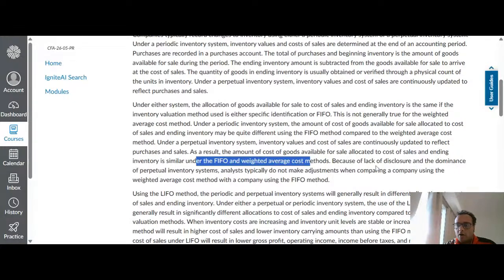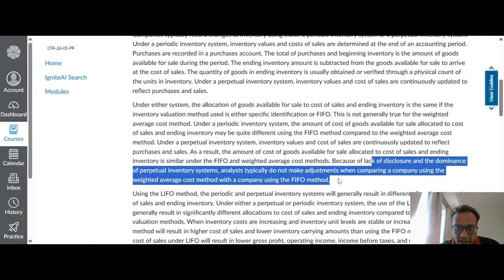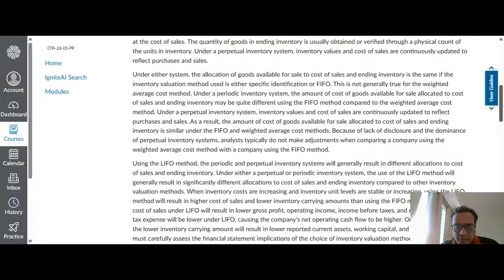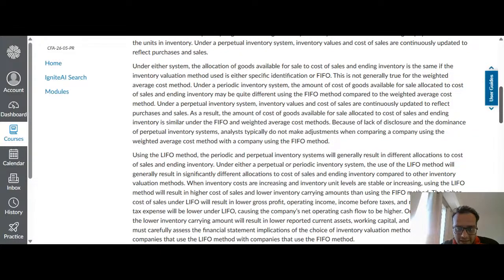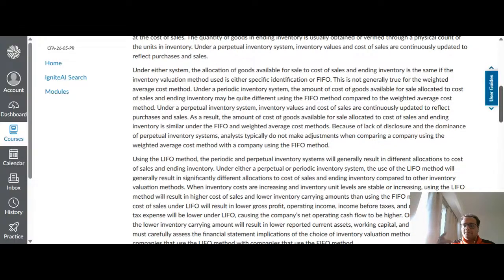Because of the lack of disclosure and dominance of perpetual inventory system, analysts typically do not make adjustments when comparing a company using the weighted average cost method with a company using the FIFO method. So we don't have to make any adjustment when we are comparing a company using weighted average cost and a company using FIFO.